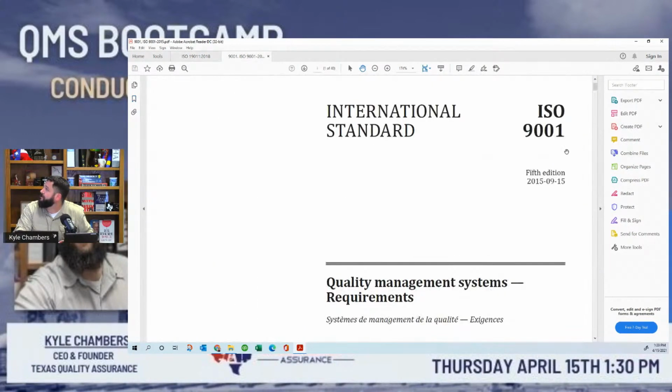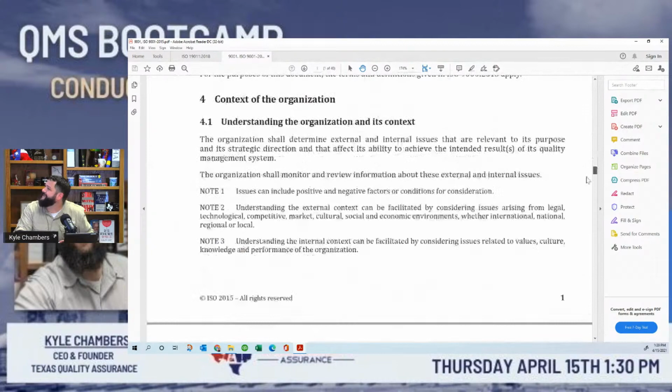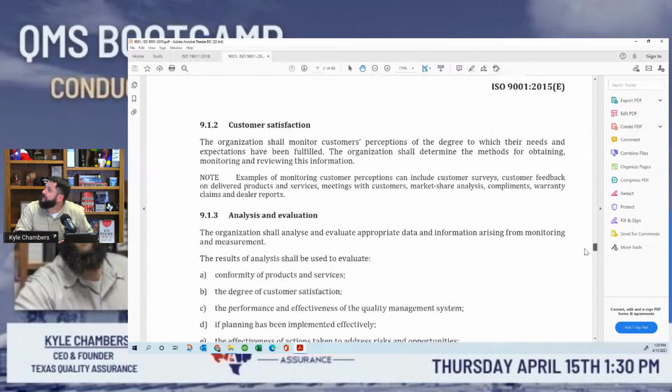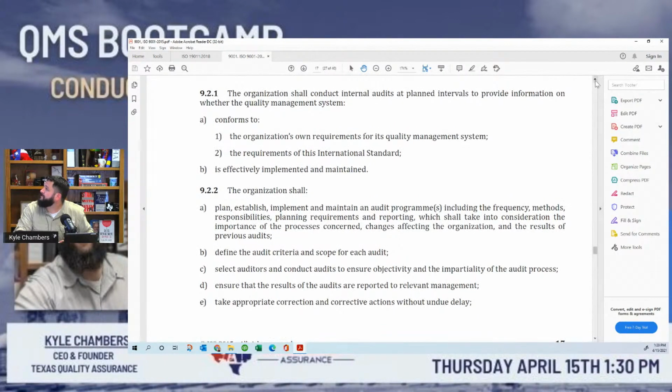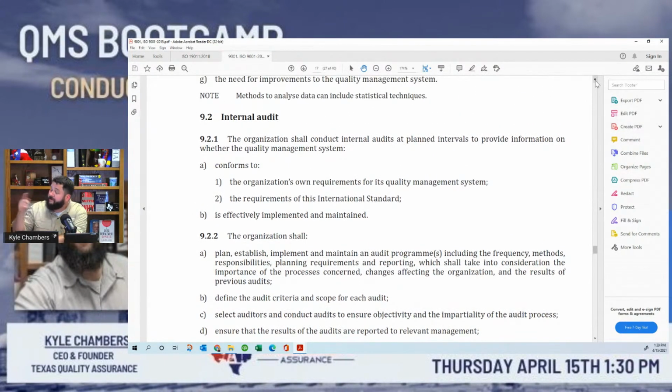Oh, might help if I was on the correct standard. ISO 9001. Let's go to clause 9.2. 9.2 is all about the internal audit. So it says here that the organization shall conduct internal audits at planned intervals and provide information on whether the quality management system conforms to the organization's requirements.